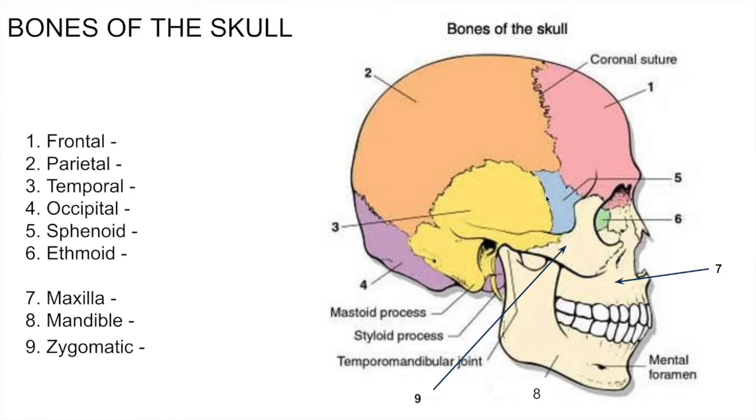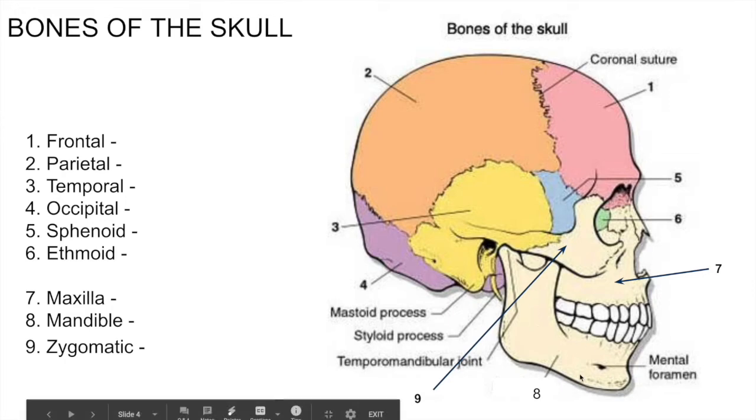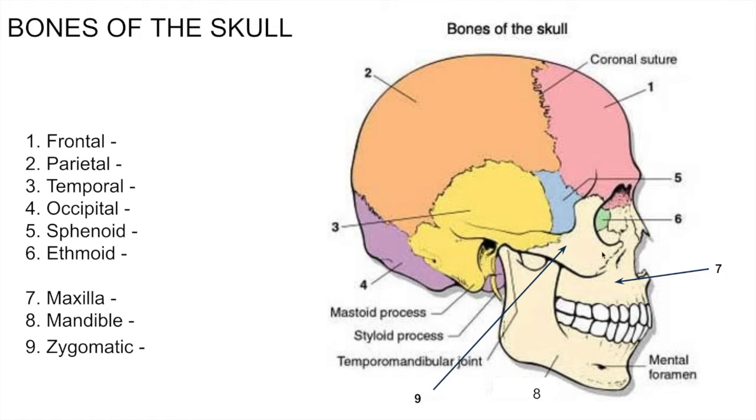The sphenoid is this little guy in here, all right? The ethmoid bone in the middle behind your nose. The maxilla up here on the front of our face. The mandible is down here, our jaw. And we have the zygomatic bone up over here by our orbital or eye socket. Cool stuff. So make sure you know those.